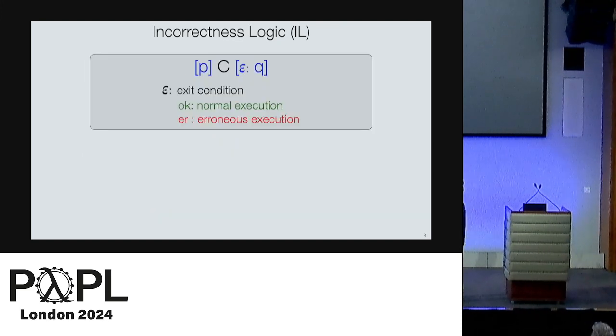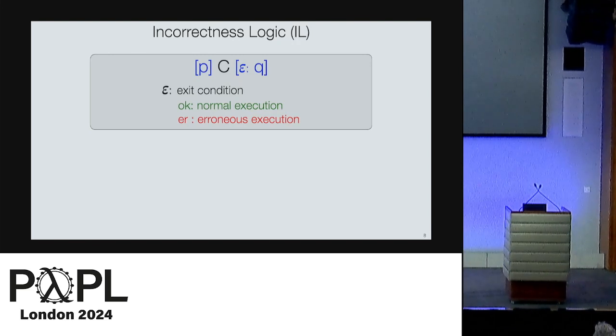Okay, so I'm going to show you a little bit more about under-approximation or incorrectness logic in general, but I need a tiny bit more notation. So the incorrectness triples that we write are typically of this form. They have one extra component, this epsilon here, that's the exit condition, and it talks about how your program terminated. Did it terminate normally, under normal circumstances, without encountering any errors, or did it terminate under erroneous execution?